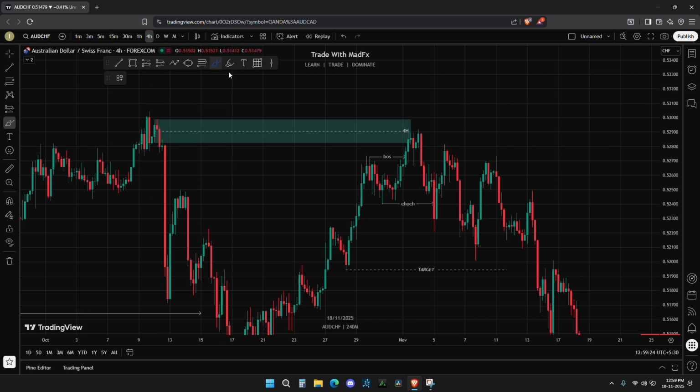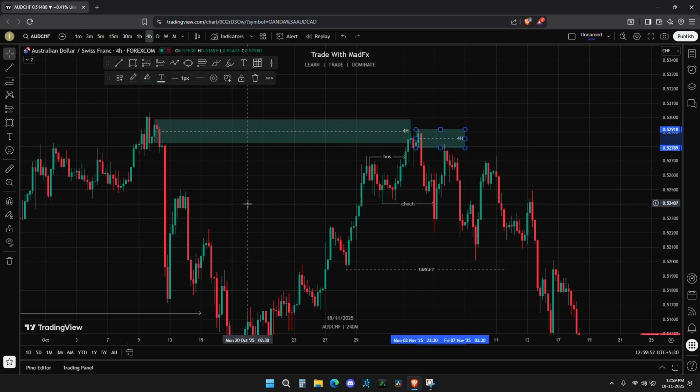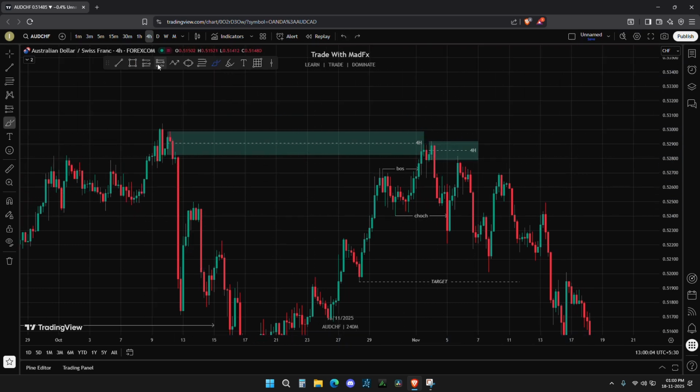Now, what do we expect after a change of character? We expect the market to come back to an unmitigated supply zone to give us a sell entry and continue its expansion to the downside. In this particular scenario, the market only left one zone on the 4-hour chart, which was unmitigated. And that is the zone that we will enter from for our second entry.